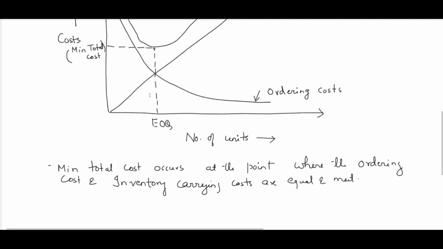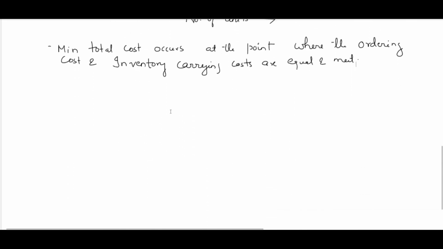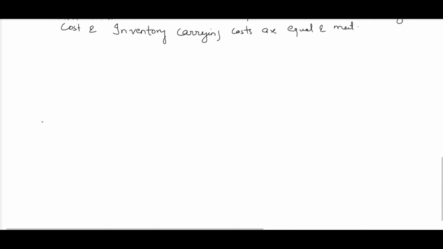So in this basic EOQ model, there are assumptions, because in business nothing is fixed, but in order to calculate something, you need to assume something. What is the first assumption? Number one, demand. We know what the demand is, and it is uniform.